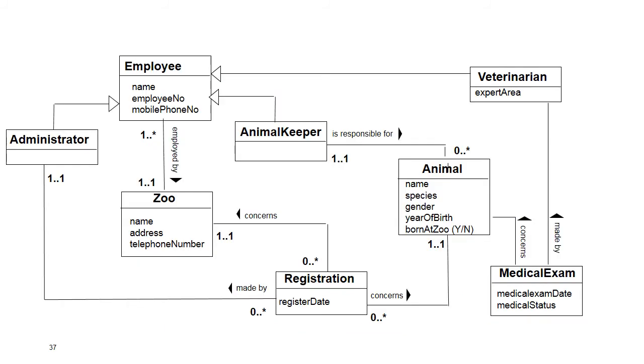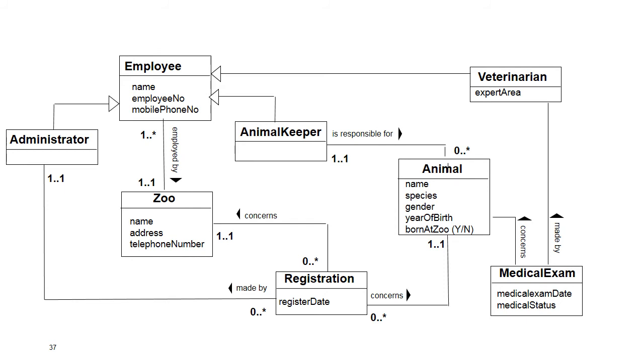You can see that we created a class called medical examination, which is again a class that represents business events, which I usually call event class or action class. That medical examination is associated to the veterinarian class as well as the animal class. The attributes for the veterinarian were similar.